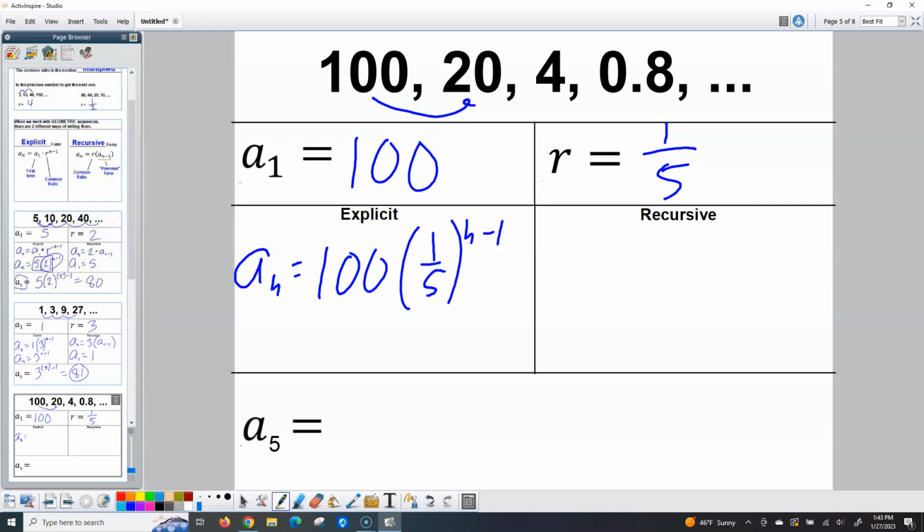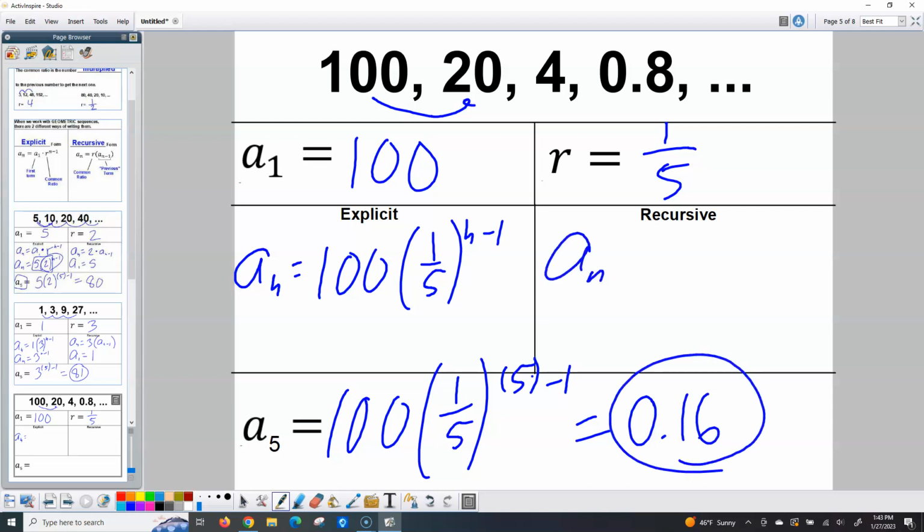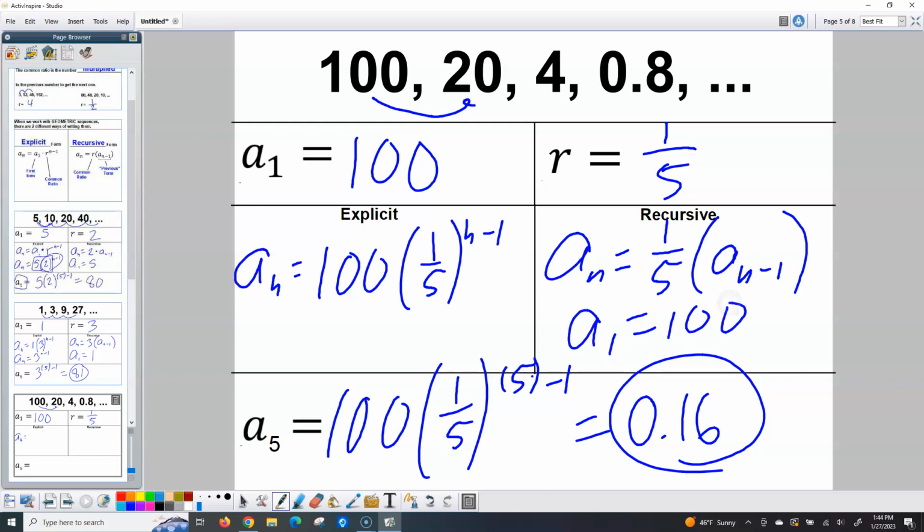If I wanted to know the fifth term in that sequence, I would plug in 5 to the explicit formula. That'd be 1/5 to the 5 minus 1. And I think that would be 0.16. Recursive form, a sub n equals the ratio times a sub n minus 1 with a first term of 100.